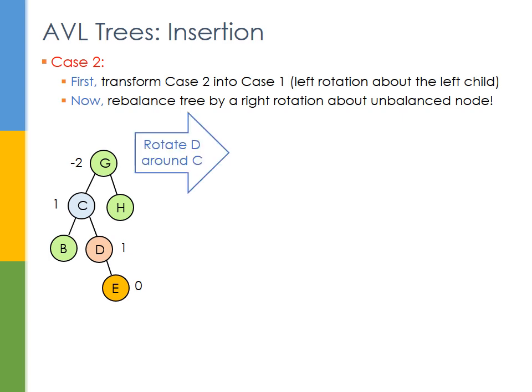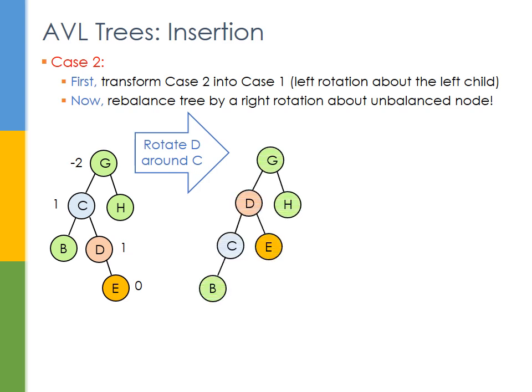So now what we need to do is perform a left rotation about the left child of the unbalanced node. So the left child of the unbalanced node is node C, and we need to perform a left rotation around that node. So in other words, we are rotating node D around node C. So the result of that then is this tree over here, and you can see that this corresponds to our case 1 tree, and over here are the balance factors updated for this tree rotation.